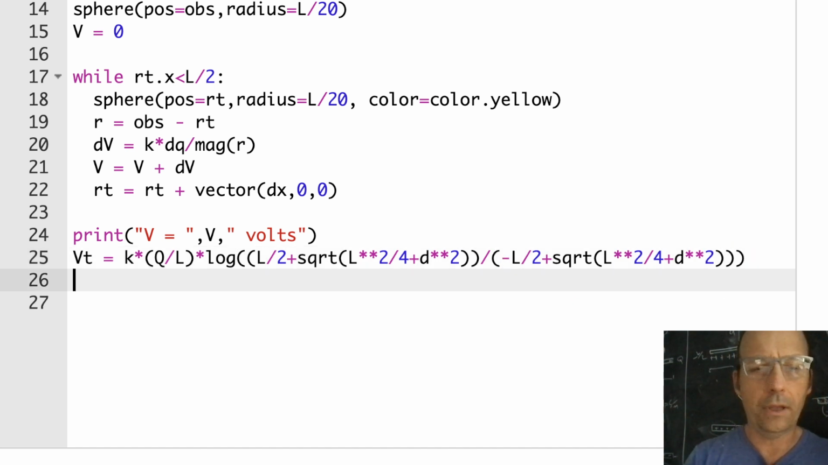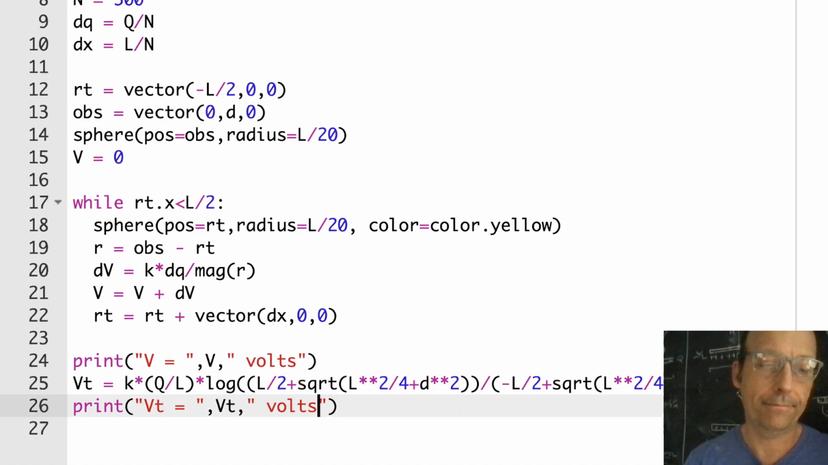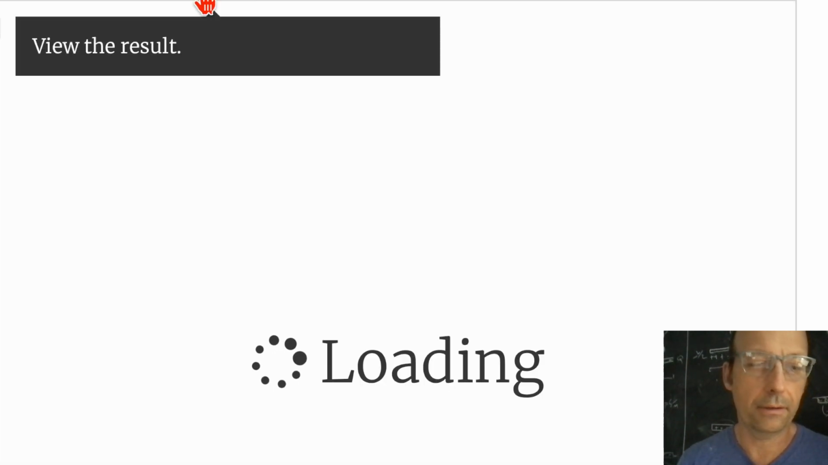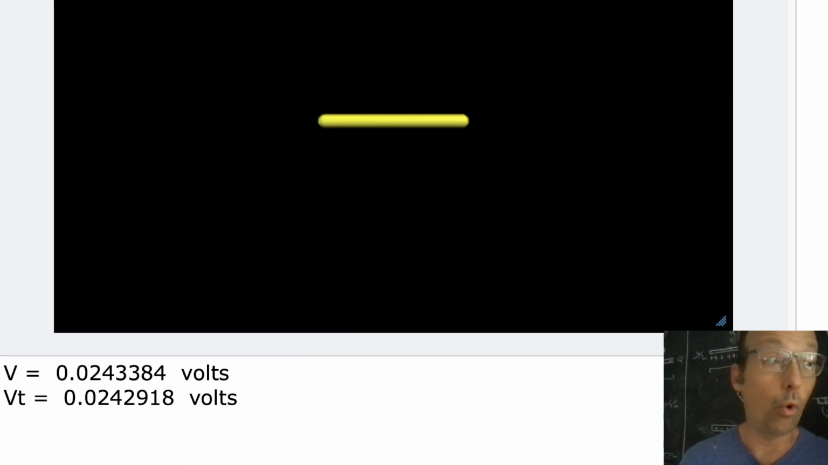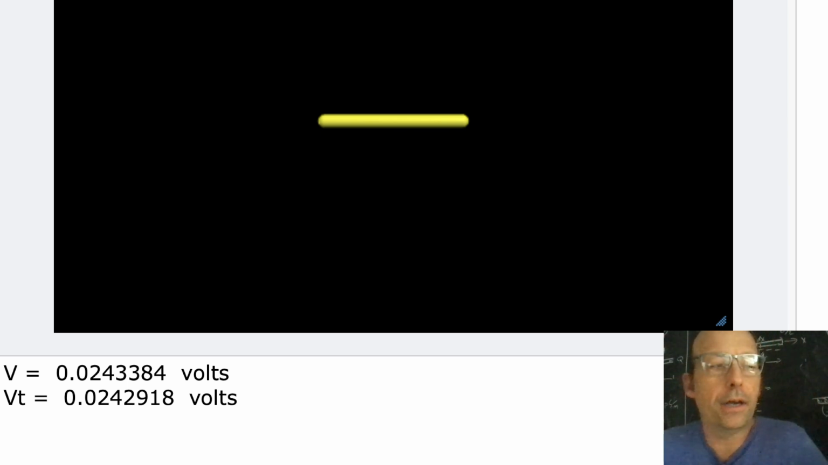I'm scared. Okay. Print VT equals VT volts. If it doesn't work, what? It worked. Pretty much the same answer too. Come on, you gotta respect that.